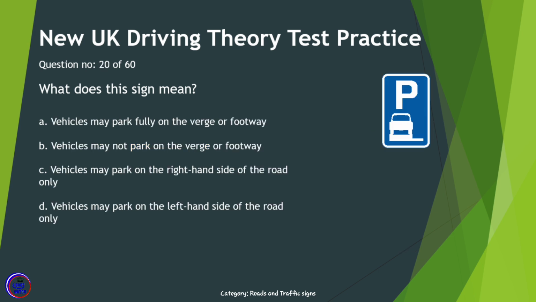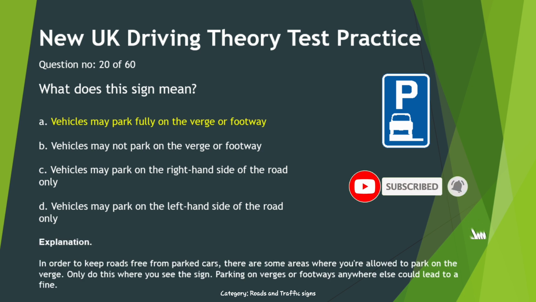Question 20 of 60. What does this sign mean? A. Vehicles may park fully on the verge or footway. B. Vehicles may not park on the verge or footway. C. Vehicles may park on the right-hand side of the road only. D. Vehicles may park on the left-hand side of the road only. The correct answer is A. Vehicles may park fully on the verge or footway. Explanation. In order to keep roads free from parked cars, there are some areas where you're allowed to park on the verge. Only do this where you see the sign. Parking on verges or footways anywhere else could lead to a fine.